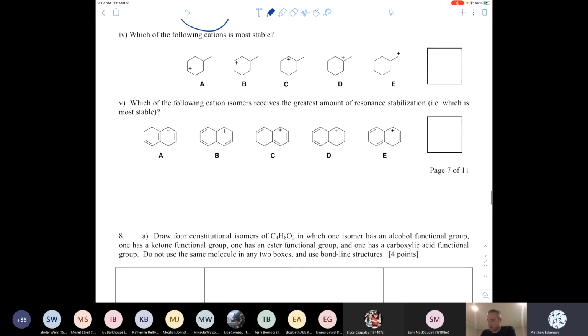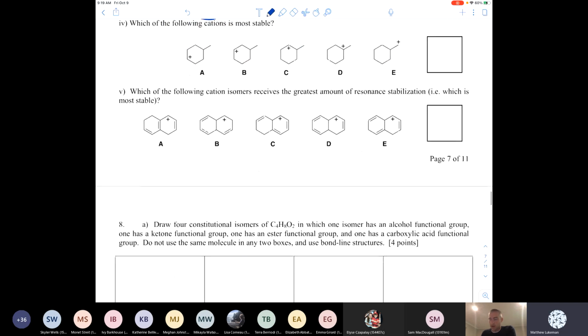Carbocation stability. So this comes back to your question, Sam, and we just covered this on one of the last slides. Which of the cations is most stable? And the answer is D, because it's tertiary. This is primary, this is secondary, and that's secondary.